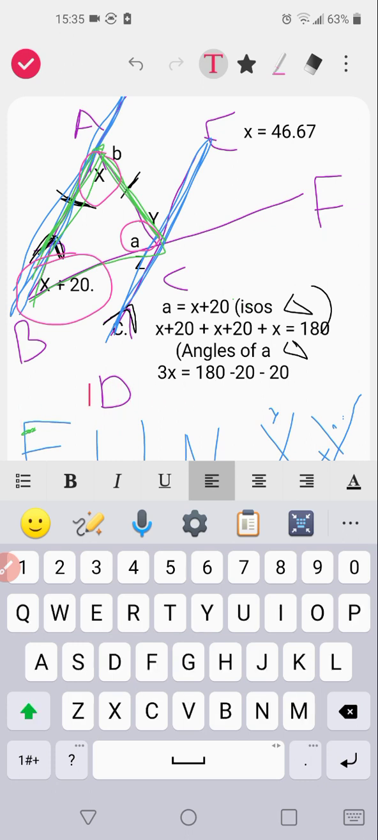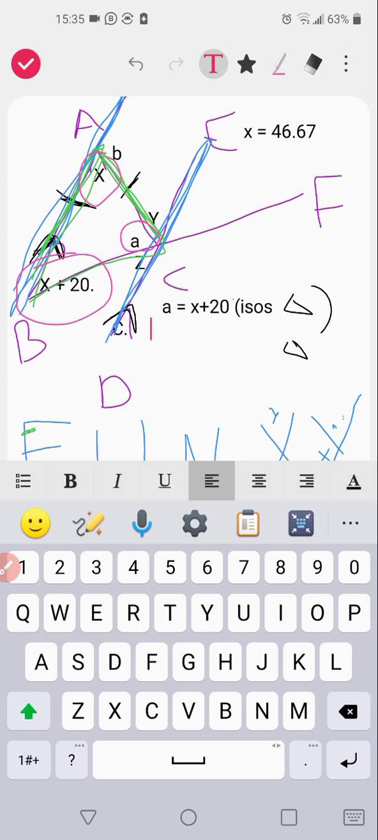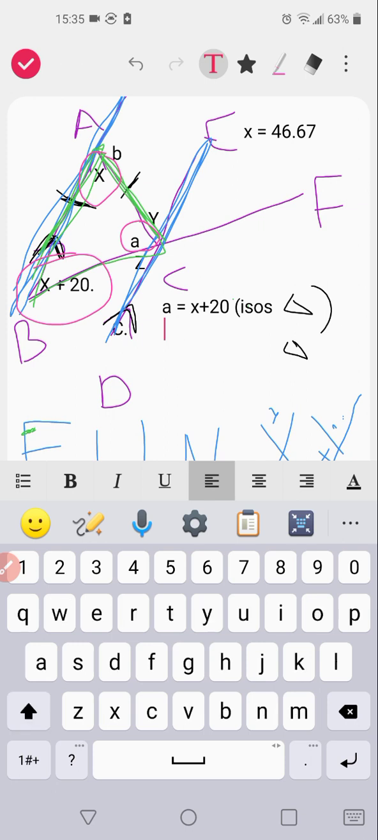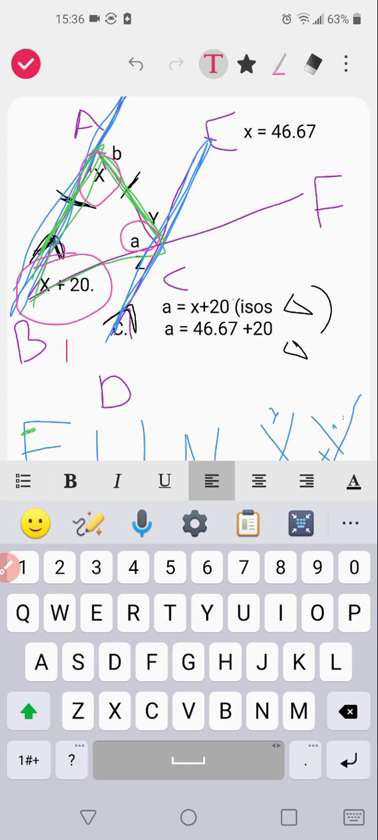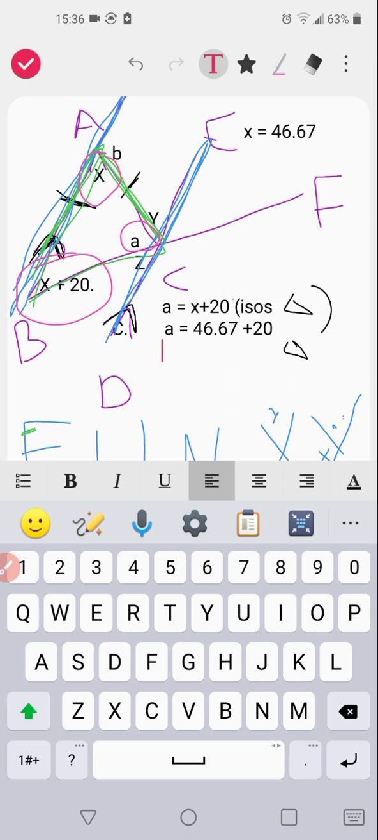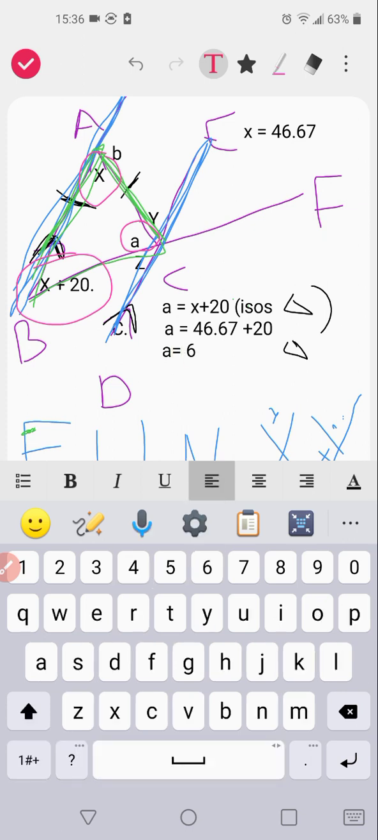Now the next thing, so we've got our a. So we worked out the x, right? But we actually don't have the a yet. Because remember, that's what we said with the a. A equals x plus 20. So now we can take it further and say our a is actually equal to, what was the x? The x was 46.67. That's what we just worked out. Plus 20. So our a is going to be equal to, and you can also just do that on your calculator, 66.67. So there we've got the a and the x.